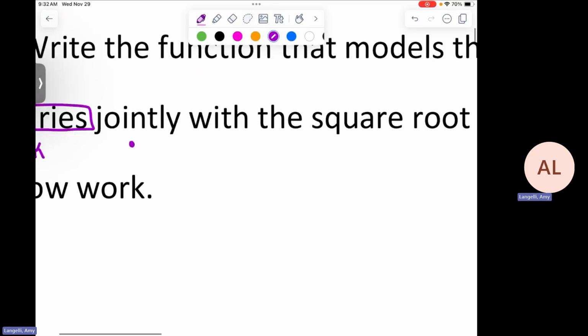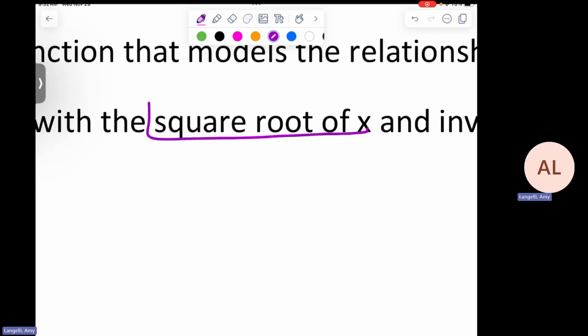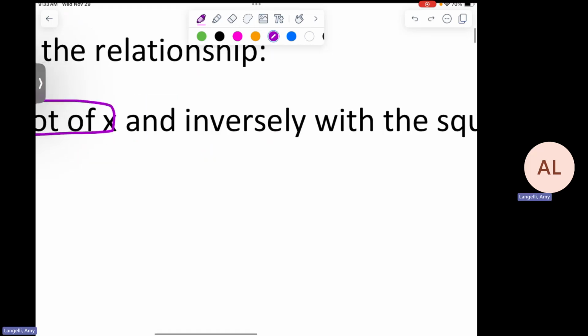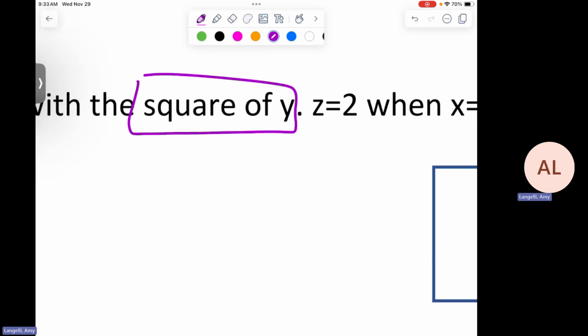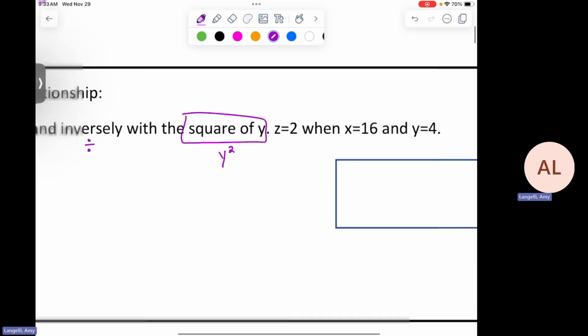With the square root of X, what does that look like? Yeah, good. So not X squared, right? Like you actually do the root because it has the word root. And inversely, what does the word inversely mean? Let's see what we'll divide by. The square of Y. Oh, good. I tested your vocabulary here. What's the square of Y? Good. I'm going to clean that up, and then we'll go to the next sentence after we clean that up.